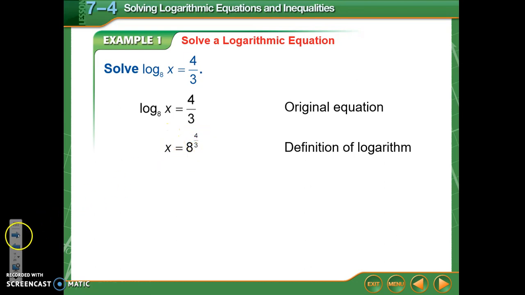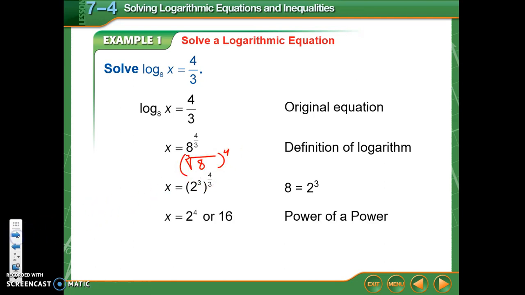8 to the 4/3, remember that's 2 cubed to the 4/3, or another way to rewrite this, if you prefer the radicals, is the cube root of 8 to the 4th. Right? So either way, you end up with 2 to the 4th, which is 16. So in this case, we get x equals 16.